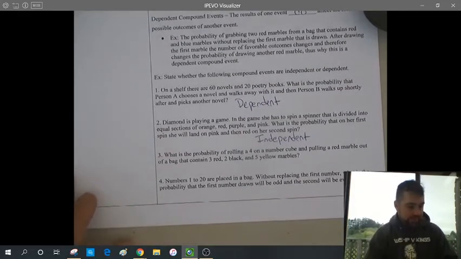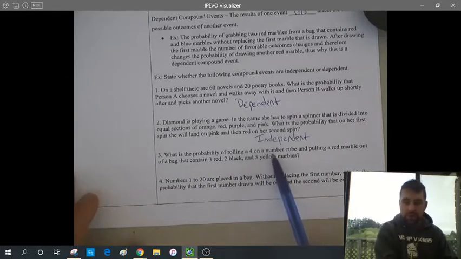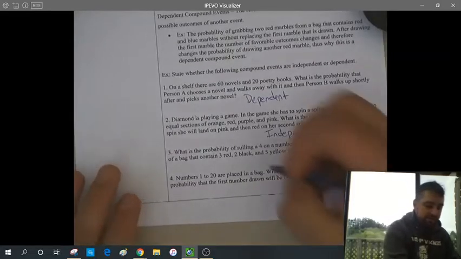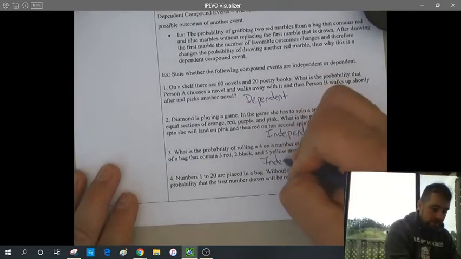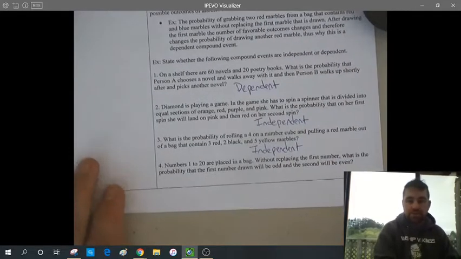Number 3, what is the probability of rolling a 4 on a number cube and pulling a red marble out of a bag that contains 3 red, 2 black, and 5 yellow marbles? Well, since you're rolling a number on what they call a number cube, that's like a die or a dice, and then pulling a red marble out of a bag, the number of marbles in the bag doesn't depend on what you do with the dice, so it does not affect the outcome of the second event, and therefore this is again independent.